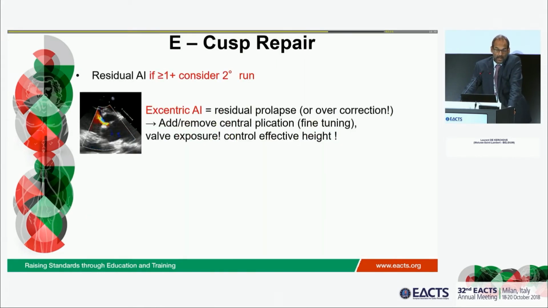Now, probably each of us have had that residual AI after a valve sparing procedure. And you have to consider a second run if the AI is greater than 1+. If you have an eccentric AI, it's probably because you have a residual prolapse or an overcorrection of a prolapse. Add or remove a central plication. This is just fine-tuning of the valve repair. So valve exposure is very important, and don't hesitate to control again with a caliper your effective height.